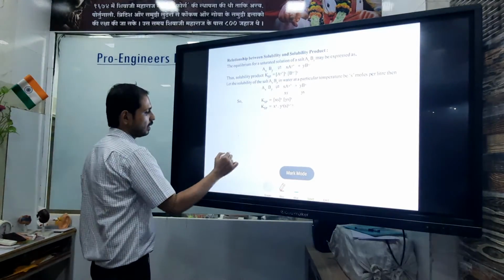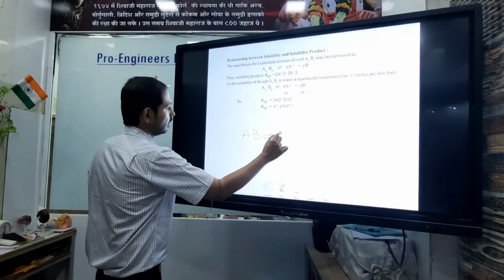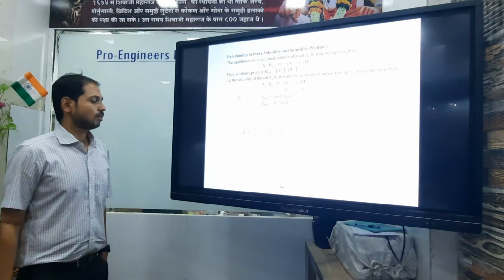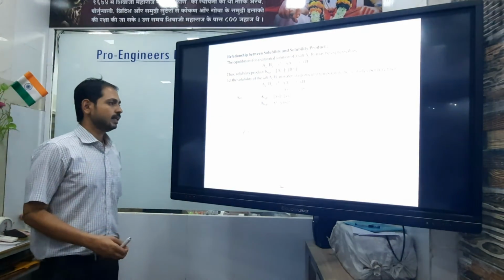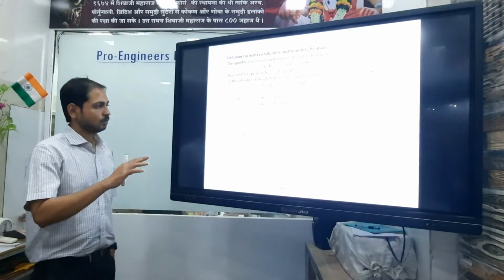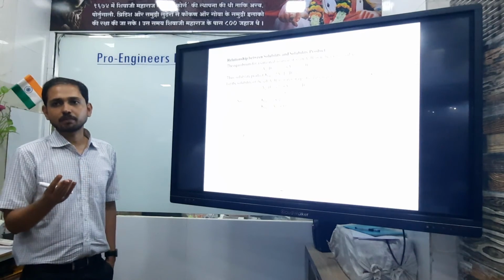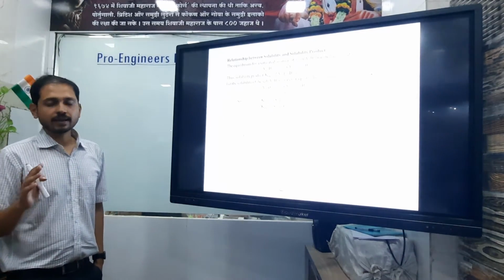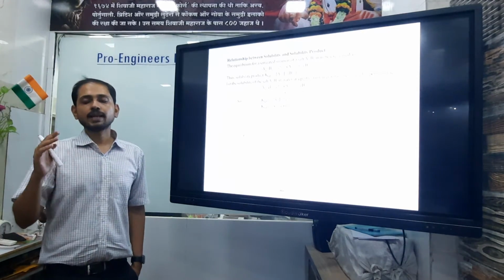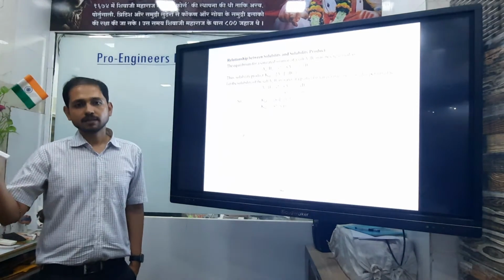So suppose we are doing a reaction. So let's say AB giving A+ plus B-. Now Le Chatelier's principle tells us that for a reaction, if you change any parameter from outside, meaning concentration, pressure, or temperature, the reaction will try to adjust itself in such a way that it can minimize the effect of the change of this parameter.